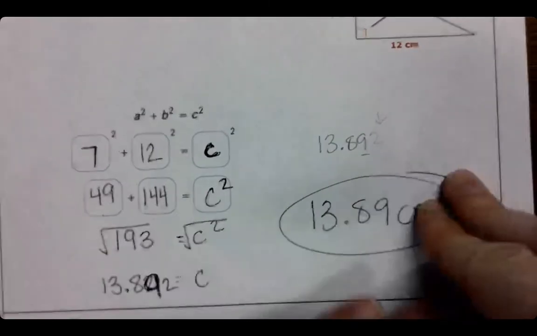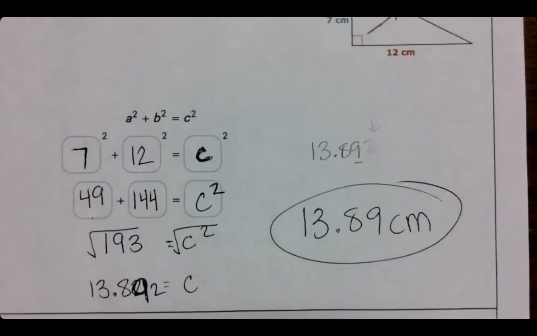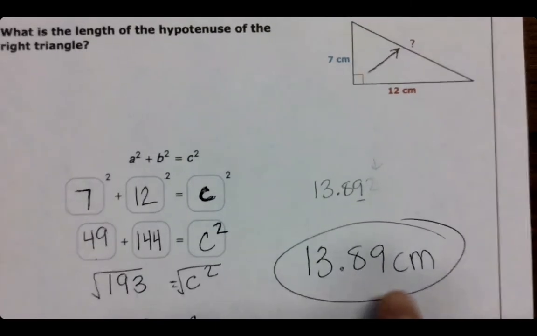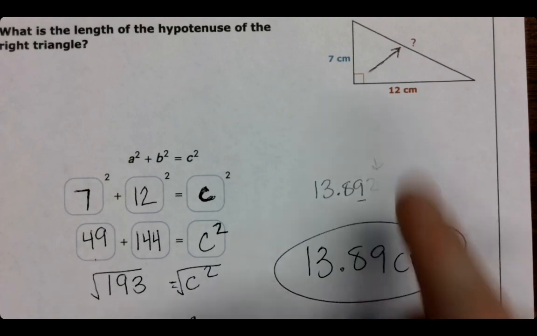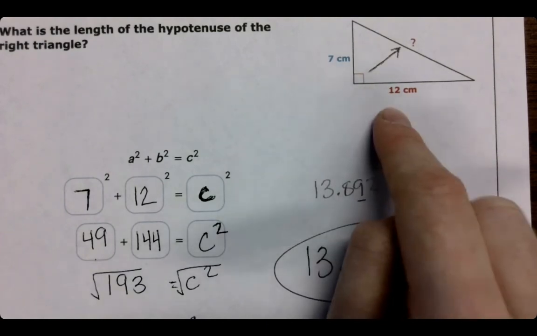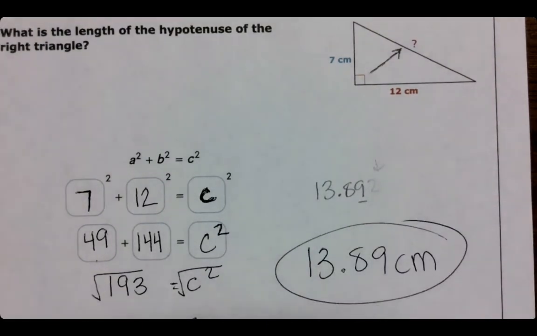centimeters. And a good way to check yourself is to see, is my hypotenuse, my third side, my C, larger than the other legs, which in this case it is. So we know we did the right thing.